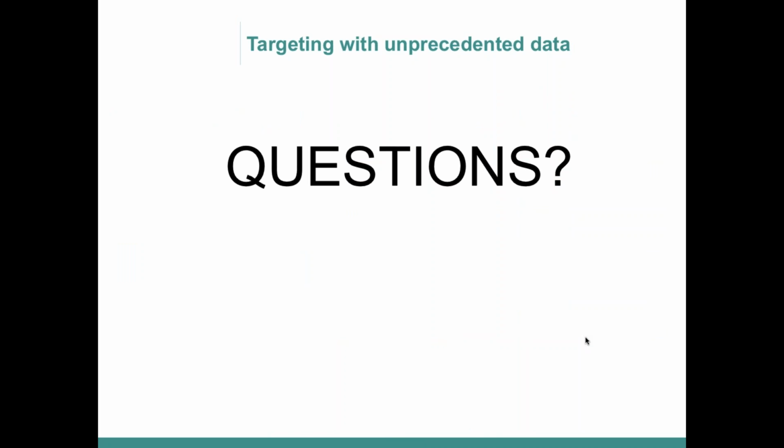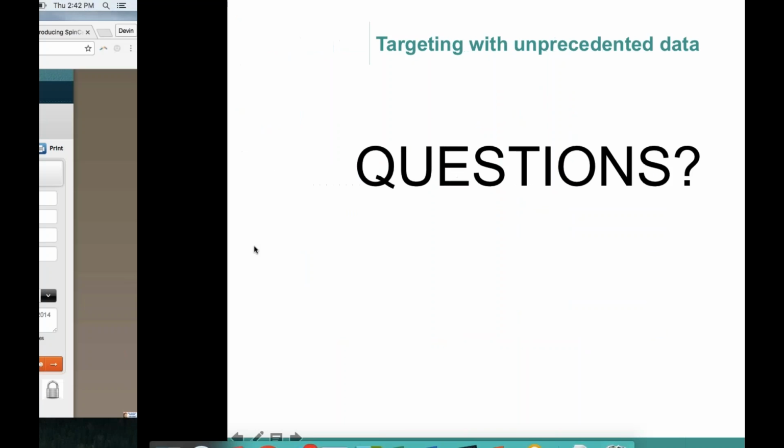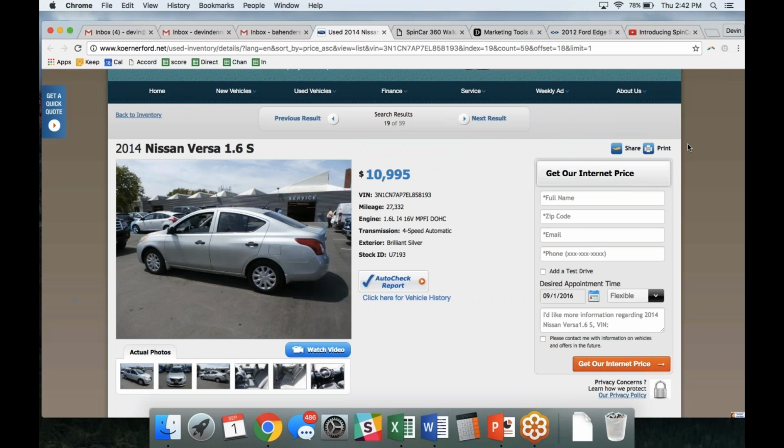Any questions on retargeting before we move on to the last part here? I just want to keep moving, but any questions? Actually, how do you get the data in what you call the lead intelligence report?